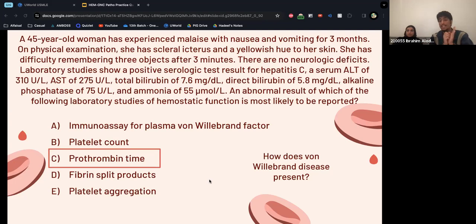PTT could be increased, it could be normal. But how does the platelet count look in von Willebrand disease? Normal, exactly. So that's a key thing that I want you guys to remember: in von Willebrand disease, you're going to have an increased bleeding time and a normal platelet count. That's a very easy question for them to get.